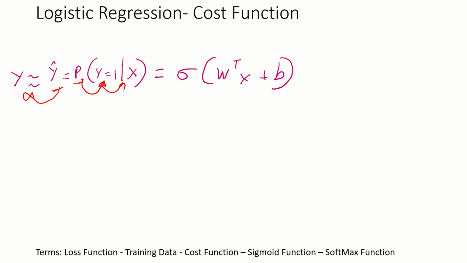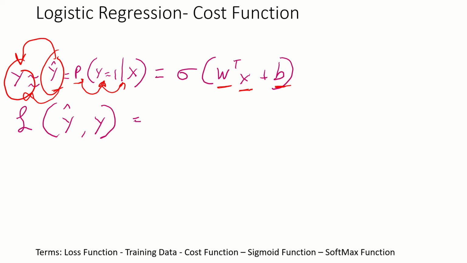In the previous lecture, we presented that our goal is to develop a neural network that can fine-tune the parameters of W and B for an input X, so that the value of Y hat is as close as possible to the actual value of Y. So how can this be calculated? This can be calculated using the loss function of logistic regression, which is presented as follows.